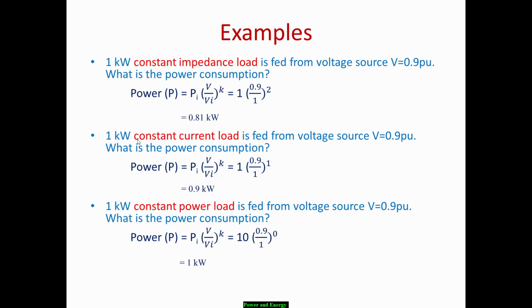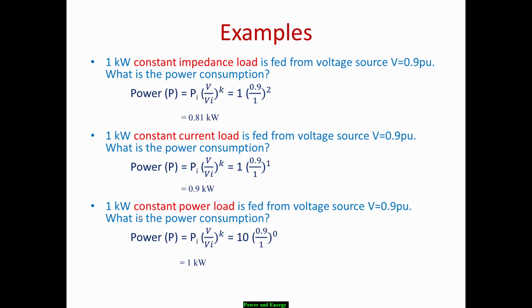Then coming to constant current load. The same problem, but the only change is constant current load. So use the same equation, but the only change you can observe is the K value is 1. If this K value is 1, then you get power as 0.9 kilowatt. Since this is a constant current load, current remains the same. However, voltage is reduced by 0.1 per unit, and so power is also reduced by 0.1. That is 0.9 kilowatt.